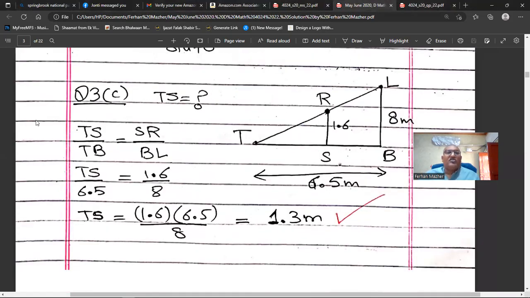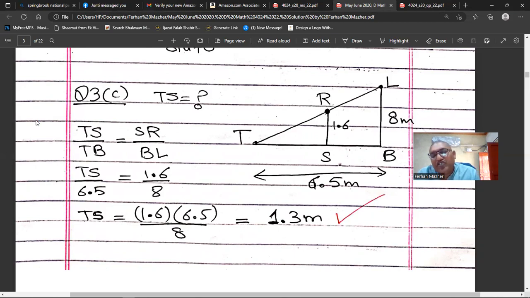Okay, so on your screen is showing up the solution of the question number 3. It's C part. Because they are similar to each other, I told you why they are similar: one angle is common, the angle at the T is common in both the triangles, and the angle at the S and the angle at the B both are 90 degrees. So these two triangles have two angles the same. So according to the angle similarity test, they are similar to each other.